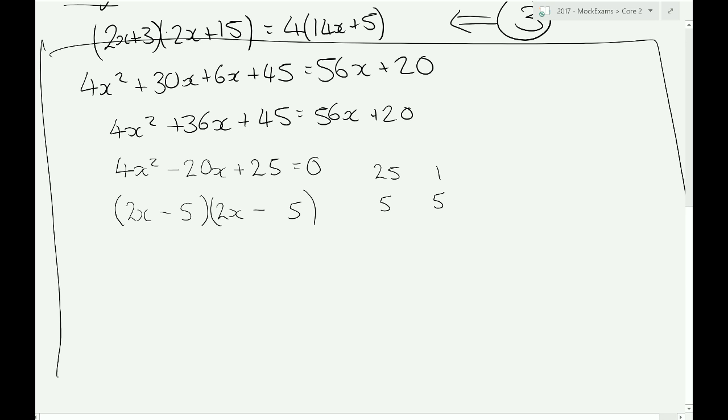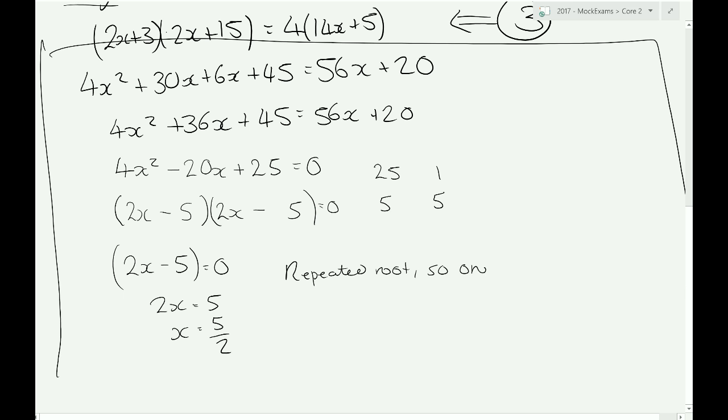So my solutions here are, remember that equals 0, so it's when 2x minus 5 equals 0. So if I just quickly rearrange this, 2x equals 5, so x is equal to positive 5 over 2 there. So we can say that we've got a repeated root. So one solution, which is where x is equal to 5 over 2. Okay, and that's your final solution to that problem.